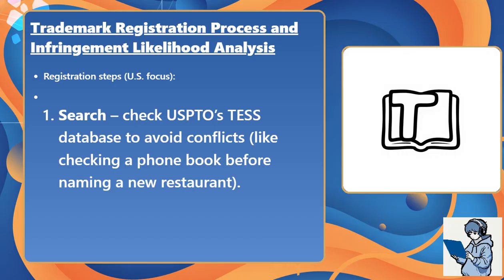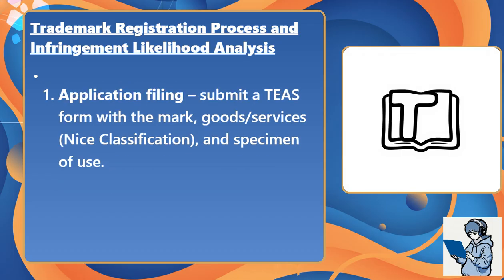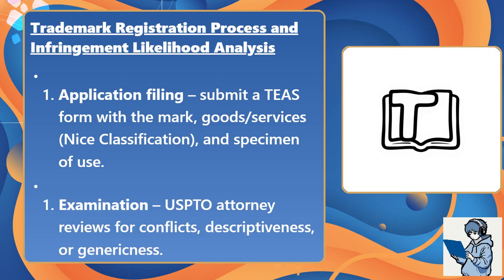Registration steps: United States focus. Search: check the United States Patent and Trademark Office's TESS database to avoid conflicts, like checking a phone book before naming a new restaurant. Application filing: submit a TEAS form with the mark, goods and services, Nice classification, and specimen of use. Examination: a United States Patent and Trademark Office attorney reviews for conflicts, descriptiveness, or genericness.